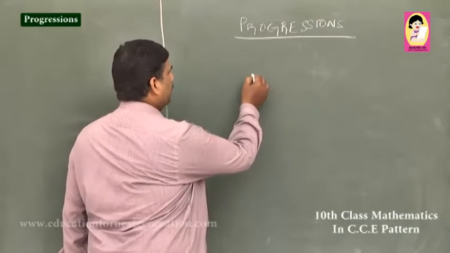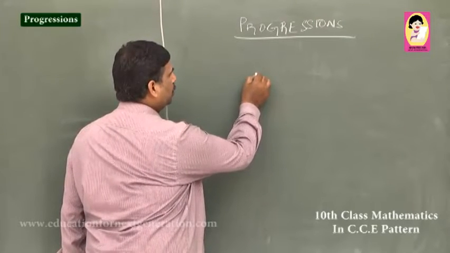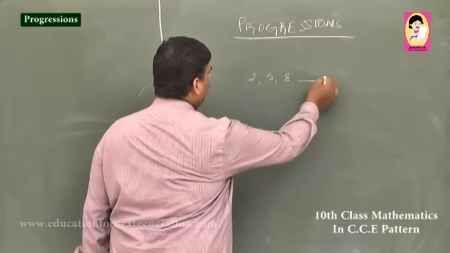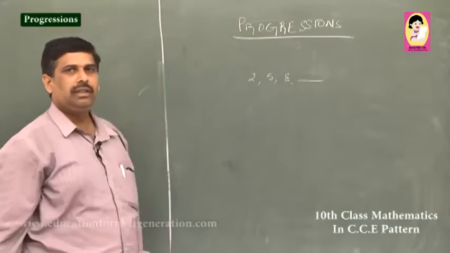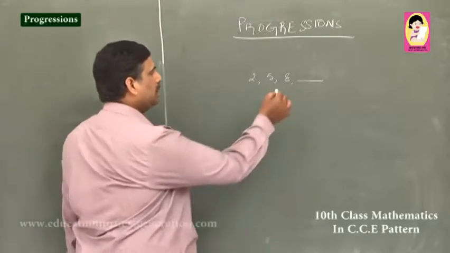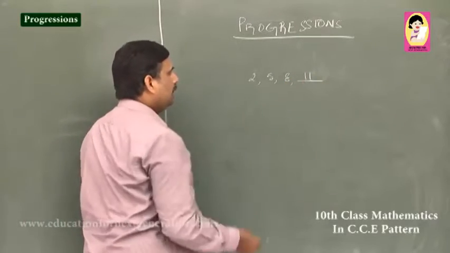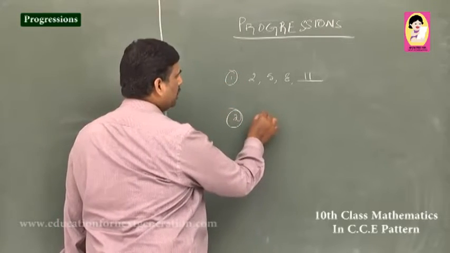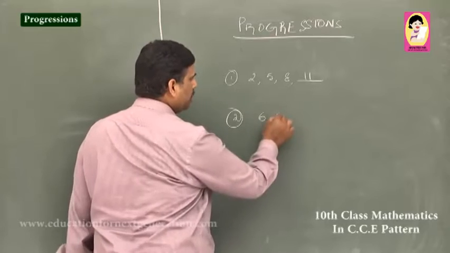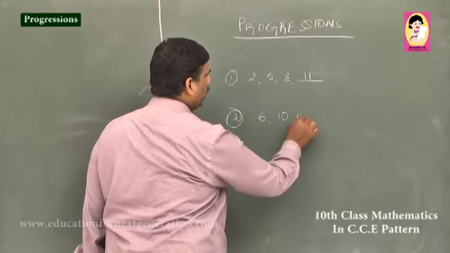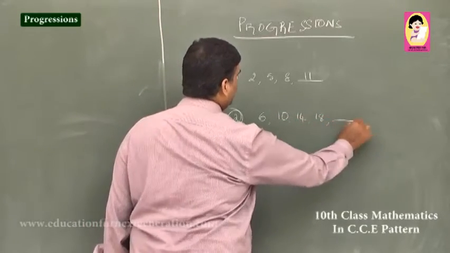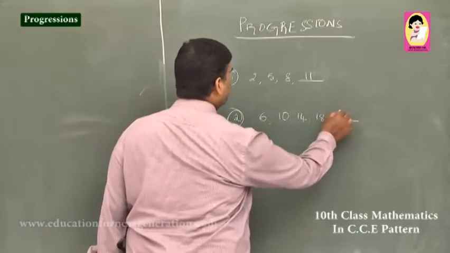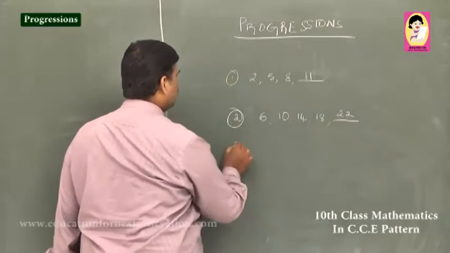So here this progressions, basically, look at the example, say suppose 2, 5, 8. Can you guess what comes next? So this is obviously 11. Let's have one more example. Say suppose 6, 10, 14, 18. Can you say what comes next? So that is 22.